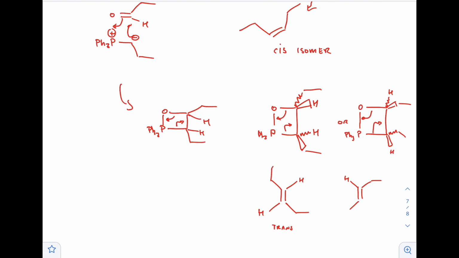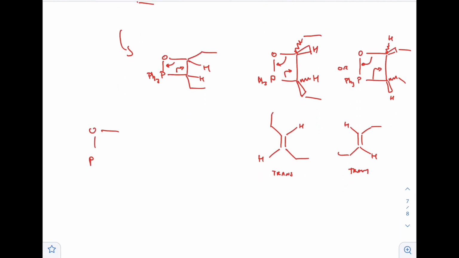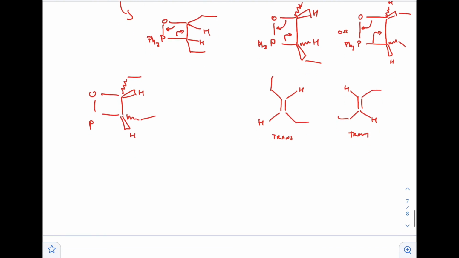And so that's okay. Now what we need to do in order to get the cis product is, rather than having the hydrogens opposite of one another, they need to be on the same side of one another. And of course that makes sense because it is cis. So let's draw that oxyphosphate intermediate with the hydrogens on the same side, and therefore putting the alkyl groups on the same side. Same side, cis, right? And so there you have it.